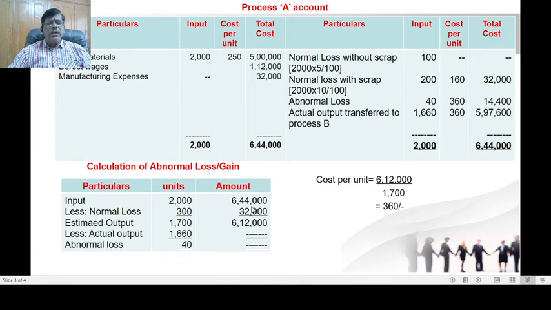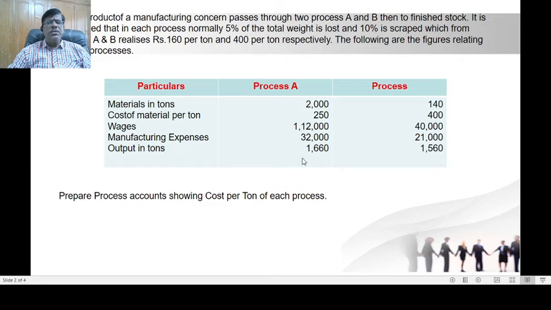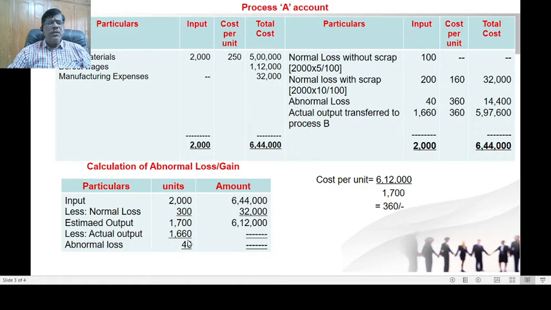The amount or cost is 6 lakhs 44,000 minus 32,000, you will get 6 lakhs 12,000. The actual output of 1,660 is given in the problem. Here the estimated output is 1,700 and the actual output is 1,660. The actual output is less than the estimated output, so automatically there is an abnormal loss. Suppose the actual output is more than the estimated output, there is a gain, that is abnormal gain.